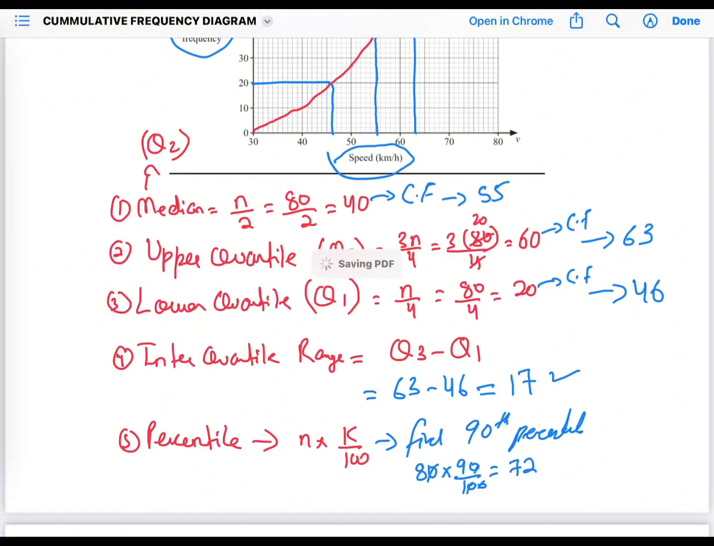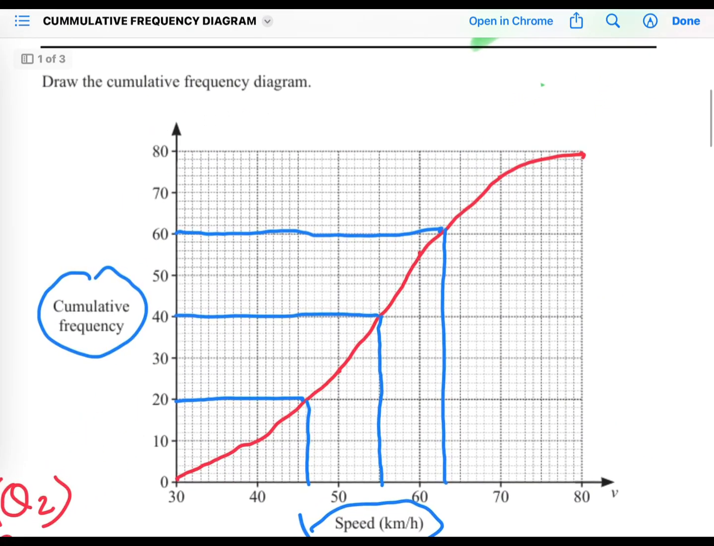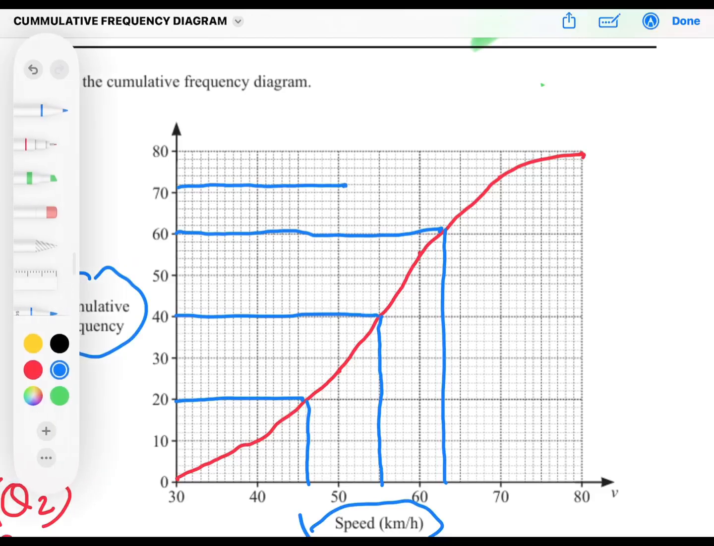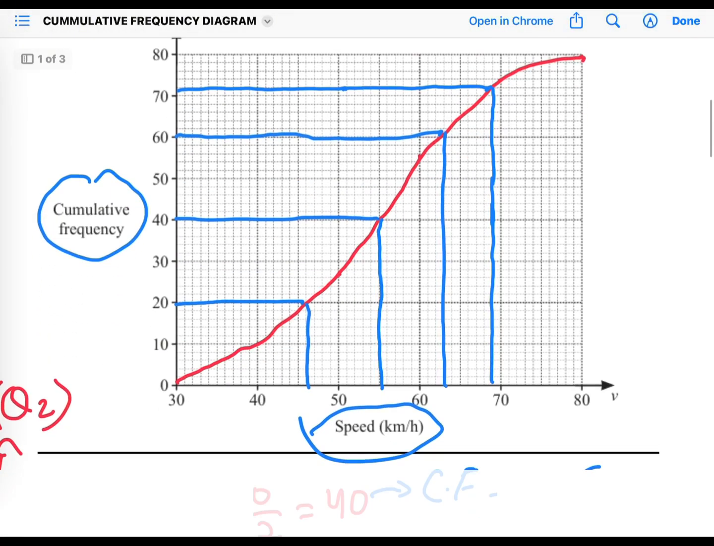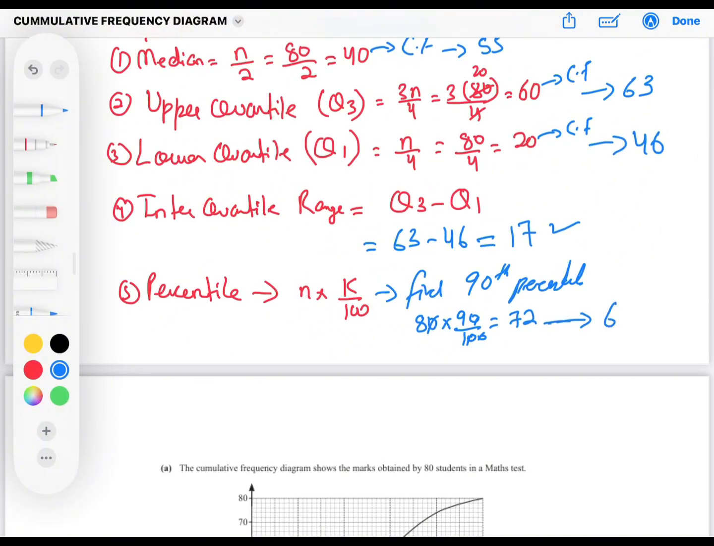So we need to find the value at 72. This is again cumulative frequency. So at 72, we can say this is 72 for us. You can see that it's somehow at 69. So the 90th percentile will be equal to 69. So this will be our final answer.